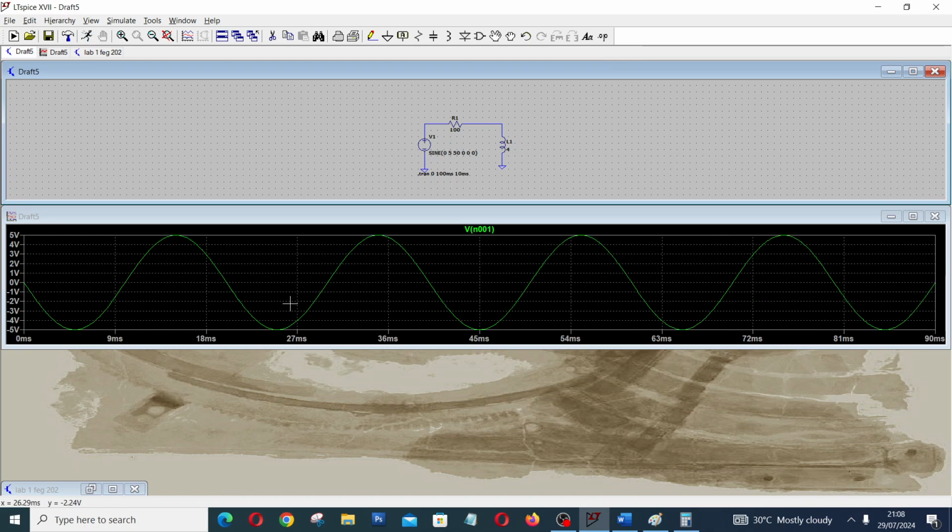So we can now see a very visible waveform on the screen. So this is the voltage.